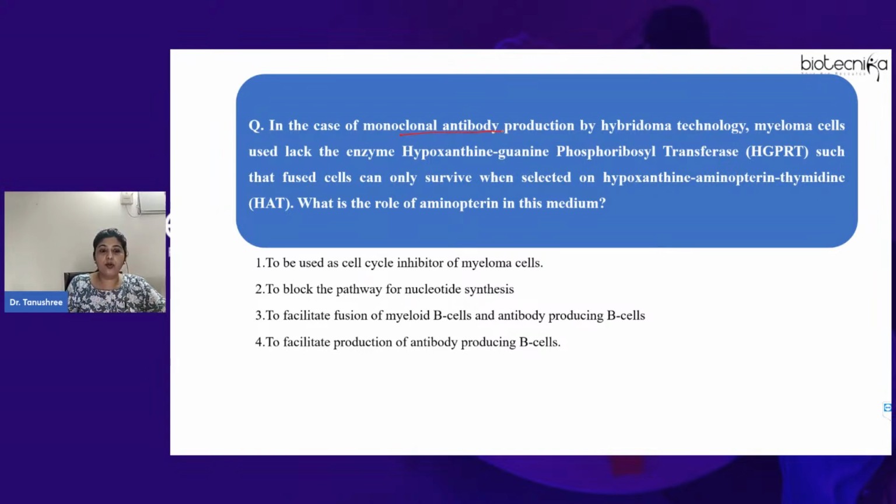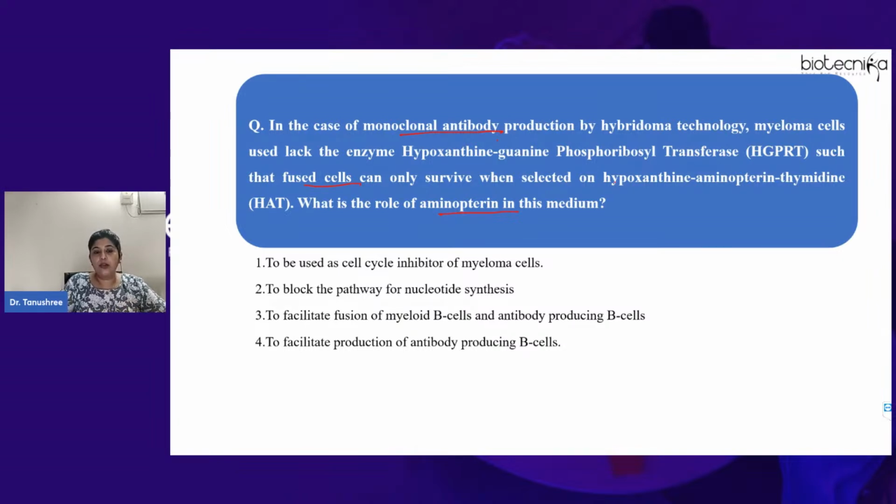The question is about monoclonal antibody production by hybridoma technology. Myeloma cells used lack the enzyme HGPRT, that is hypoxanthine guanine phosphoribosyltransferase, such that few cells can survive when selected on hypoxanthine aminopterin thymidine, that is HAT medium. So what is the role of aminopterin in this medium? Basically this question is based on hybridoma technology, and you need to be familiar with what hybridoma technology is, how you can develop monoclonal antibodies, and how the HAT selection is done.